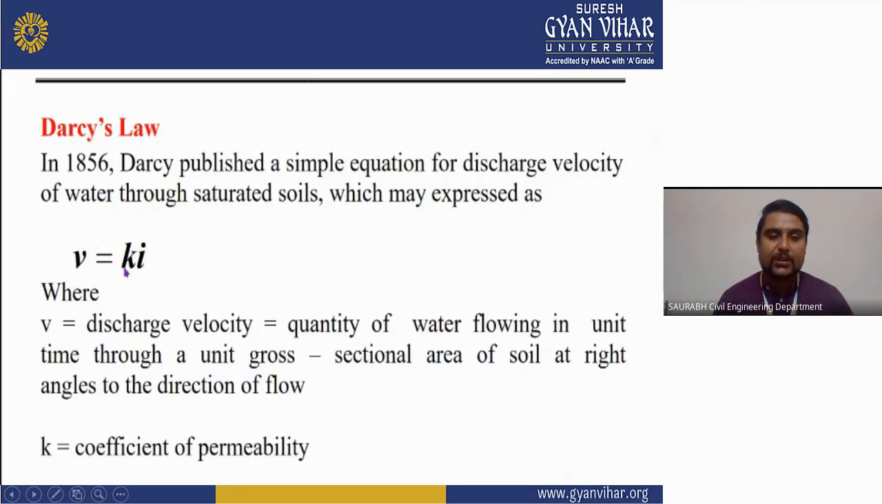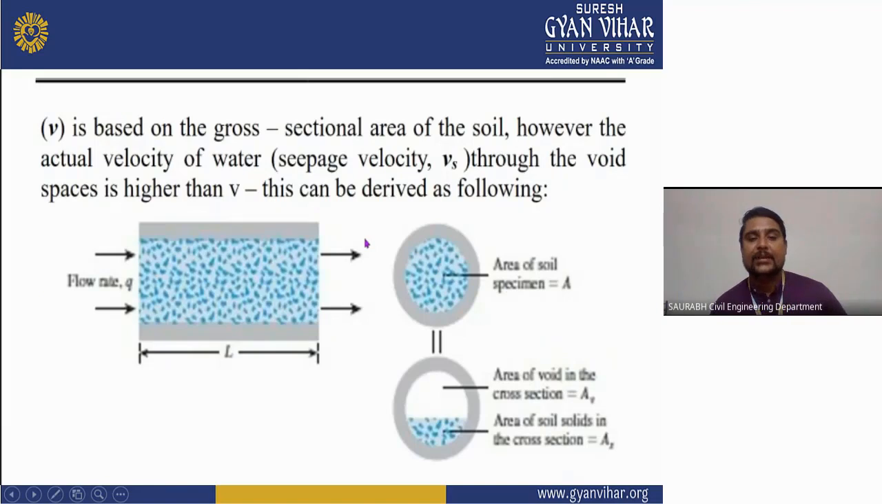V is equal to K i. V is directly proportional to i, and there is a K, which is called the coefficient of permeability. Here we can see it is based on the gross cross-sectional area of the soil. However, the actual velocity of water, the seepage velocity Vs, through the void spaces is higher than V. This can be derived as follows.